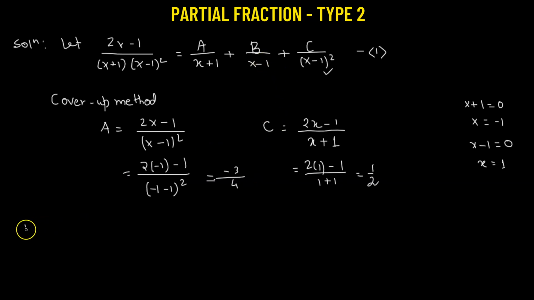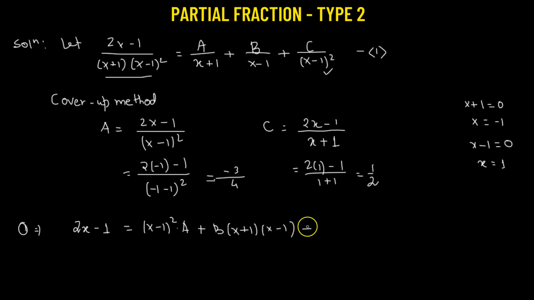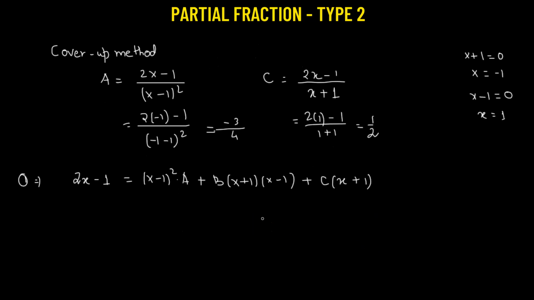For this, we'll consider equation number 1, and we're going to multiply throughout with the denominator, x plus 1 times (x minus 1) whole squared, and this is going to leave us with 2x minus 1 on the left hand side. On the right hand side, we're going to have (x minus 1) whole squared multiplied to a, plus b times (x plus 1) multiplied to (x minus 1), and the third term will be c multiplied to (x plus 1). Fine. We have already obtained the value of a and c here.